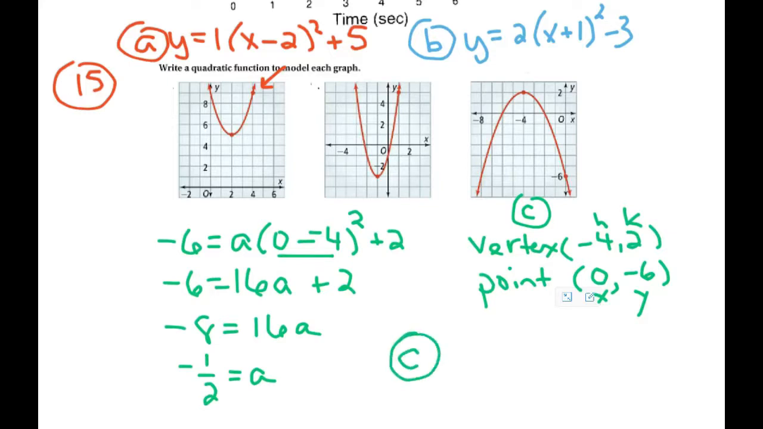So the equation for the third graph is y is equal to -1/2, which makes sense because the graph opens down, (x plus 4) squared, because that's your minus -4, plus k. And those are your three equations.